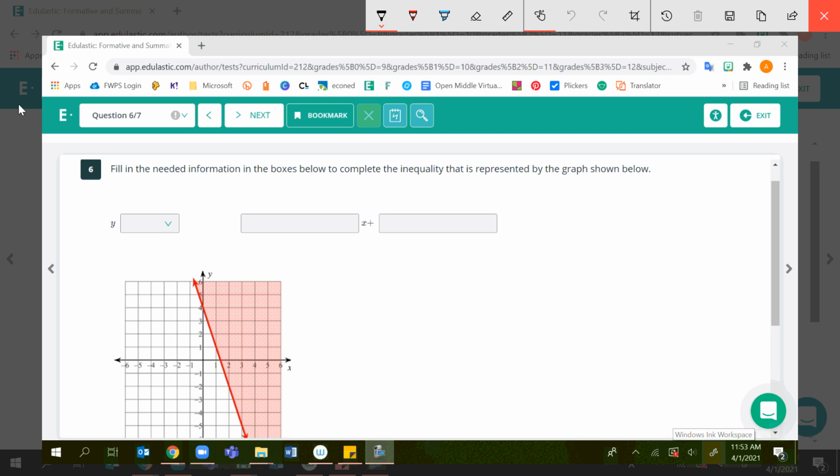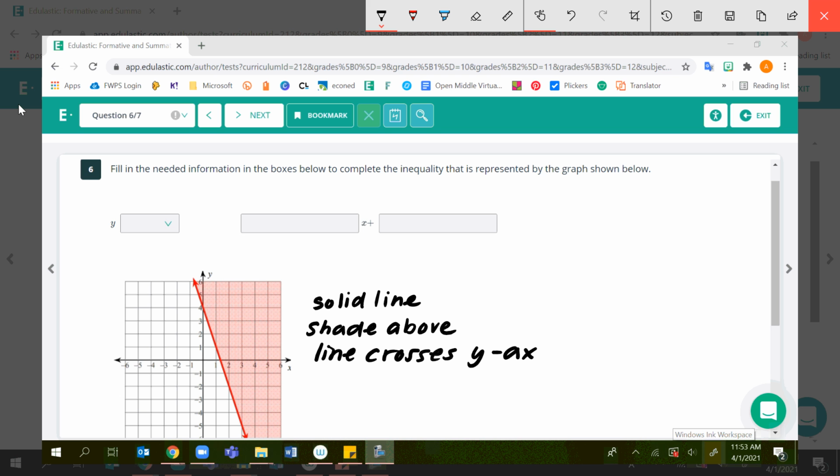I notice that on my graph I have a solid line. And the shaded area is above my solid line, shade above. Okay. I'm also seeing that my line crosses my y-axis at 4. Okay. So a lot of these things are happening.